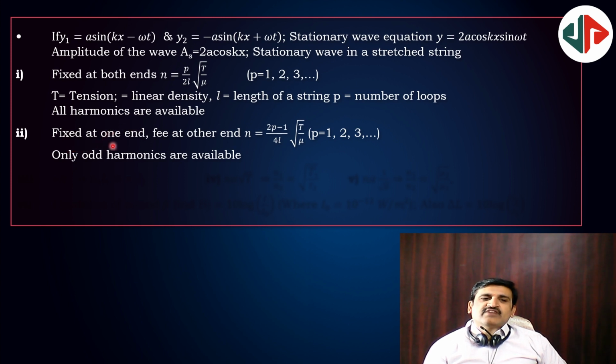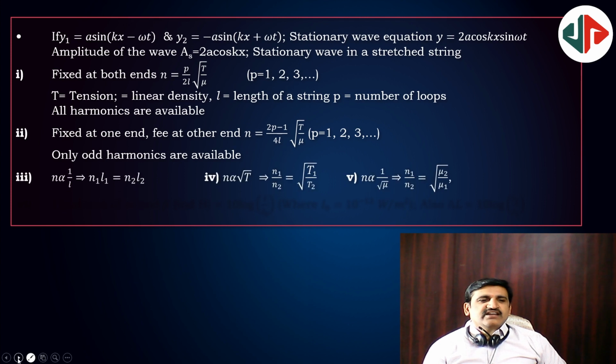Fixed at one end, free at the other end, with number of loops formed p, the frequency is given by (2p minus 1) by 4l root over T by mu. This is also possible. In this case, only odd harmonics are available. In the previous case, all harmonics are available. Harmonics means integral multiples of the fundamental frequency. Next, n is proportional to 1 by L, n1 L1 equal to n2 L2. These things all come from the n equal to 1 by 2L root T by mu formula.